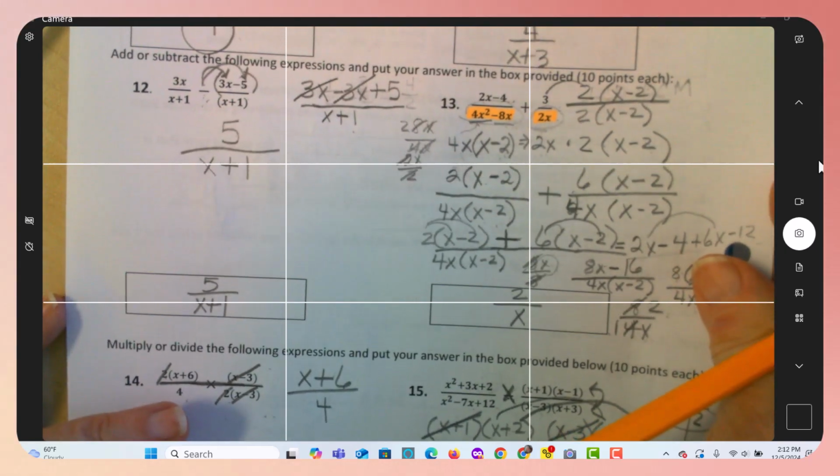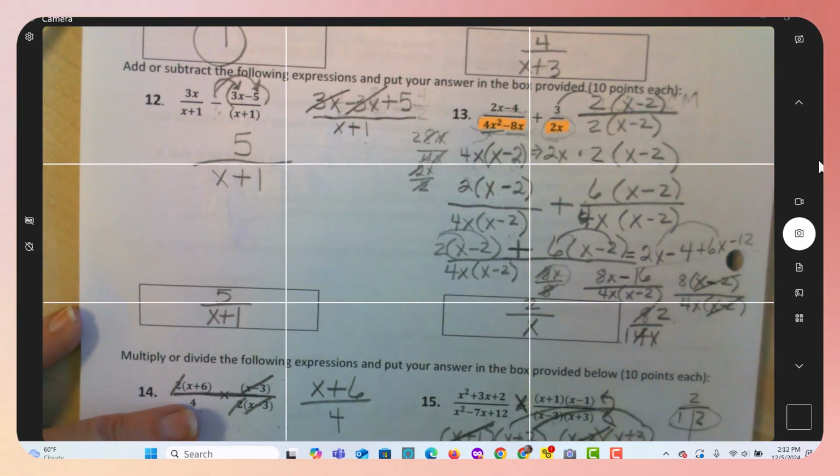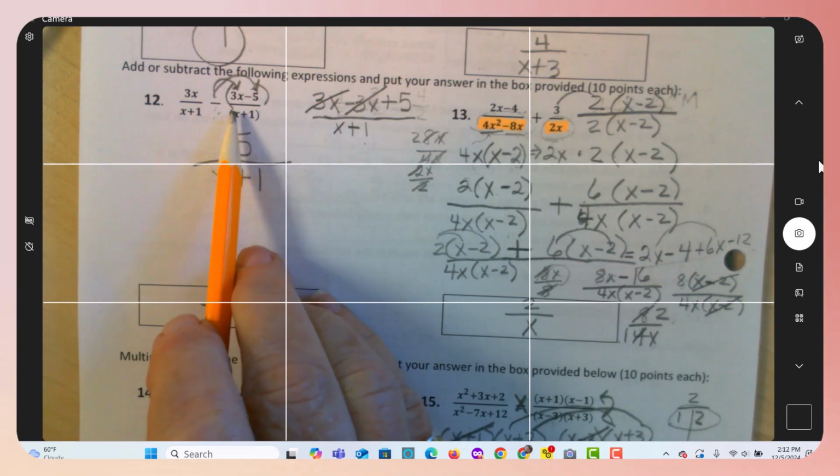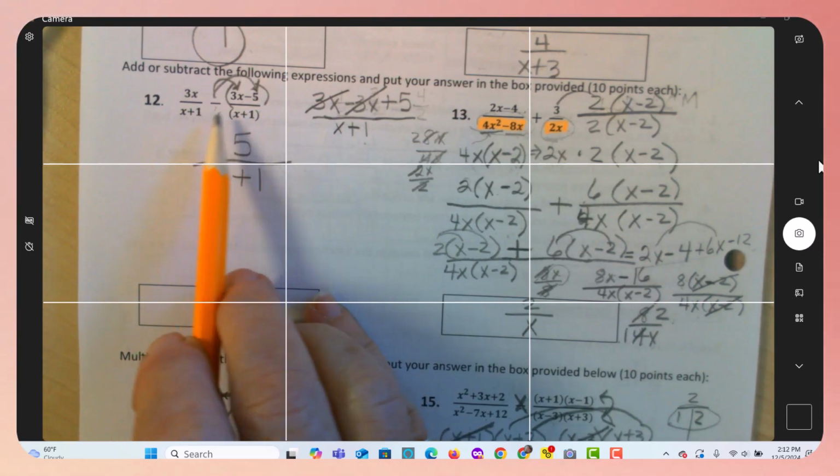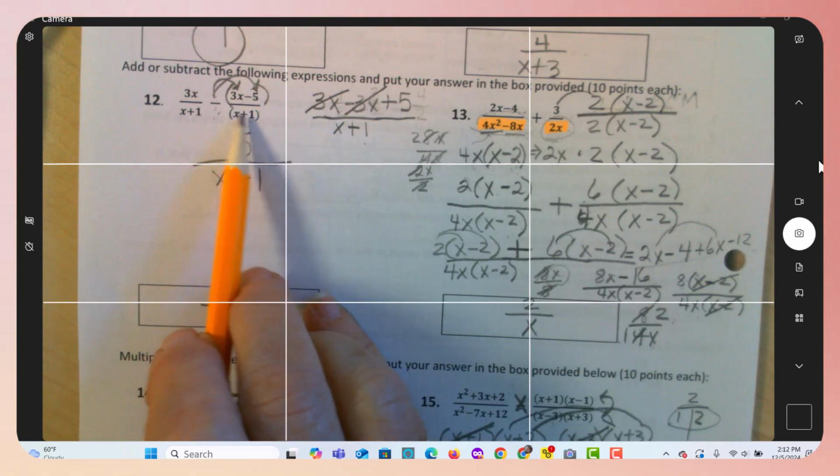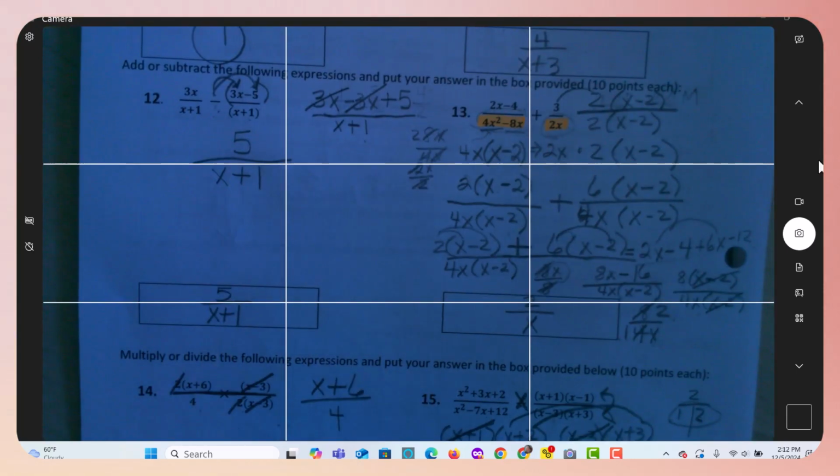Okay, let's look at number 12. I've already done the work here, so let me just walk you through this. All right, we do have a common denominator, and we need a common denominator when we're adding or subtracting.